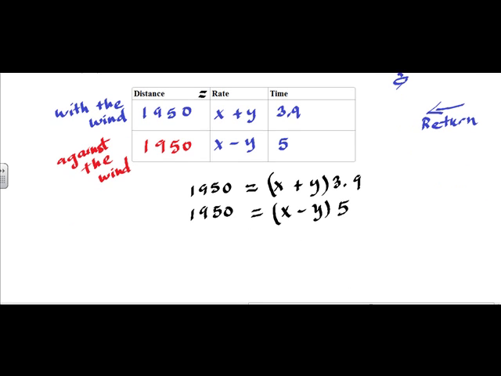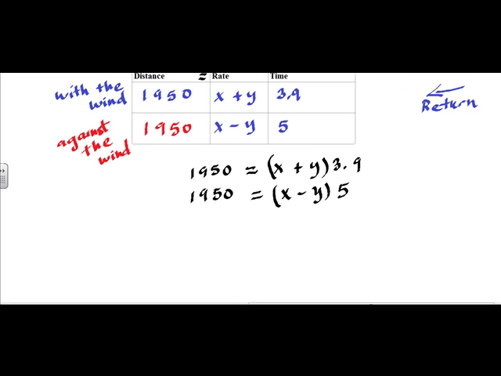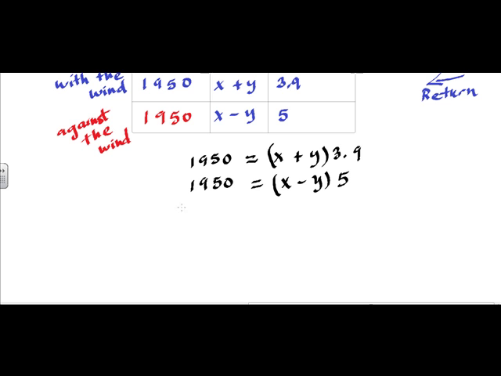Now I'm going to simplify the equations a little bit. I have 1950 equal to 3.9x plus 3.9y. And then the second one we have 5x minus 5y.